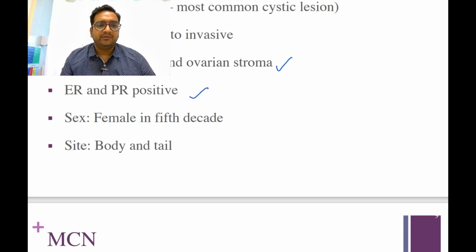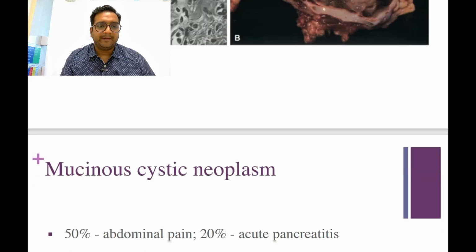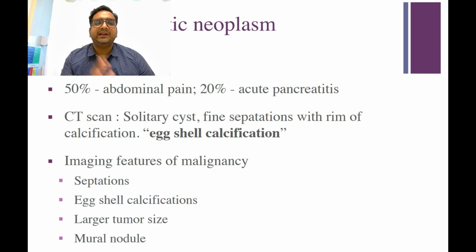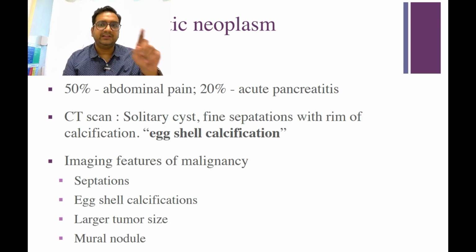Now, in the majority of the patients, it presents with abdominal pain. Abdominal pain is seen in up to 50% of the cases, and in 20% of the patients, it presents with acute pancreatitis. On CT scan, there is presence of a solitary cyst, a single large cyst having fine septations in it, and a surrounding rim of calcification, also known as eggshell calcification. Eggshell calcification is a classical feature of mucinous cystic neoplasms.